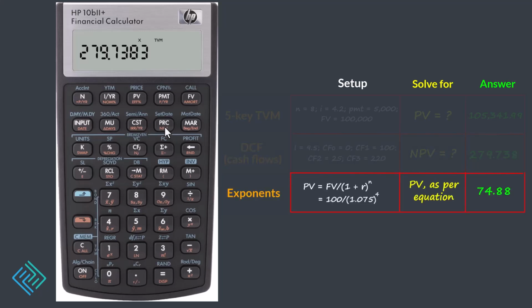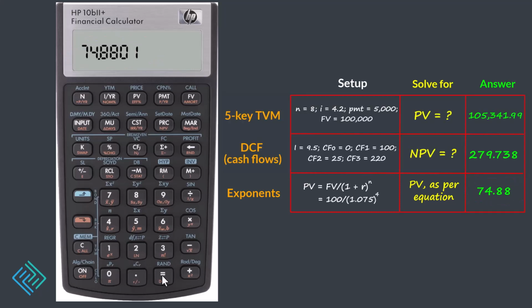The last of the calculation demos is the equation. Clear all, then enter 100, then divide, then 1.075, orange shift and the y to the x key, then 4, and equals. If you struggled with getting the same answers as me, stay tuned for troubleshooting up next.